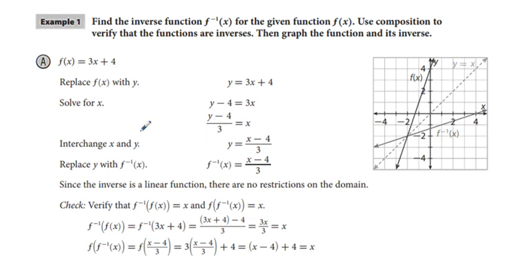Okay, so here we have the function. We're going to take this function f of x equals 3x plus 4. Step 1 is going to replace f of x with y, so I'm going to call this step 1.